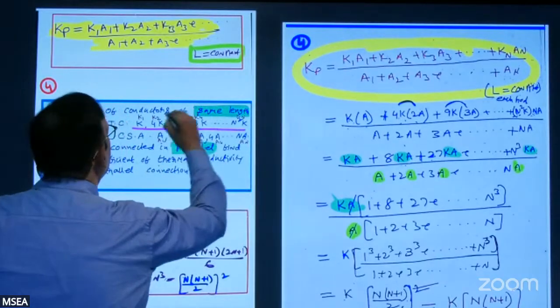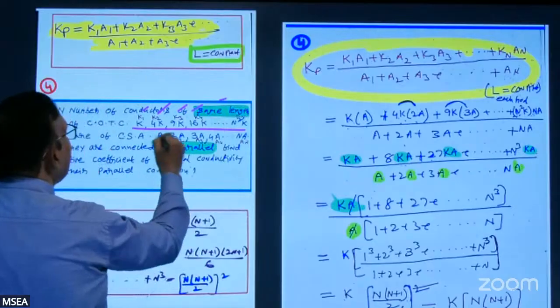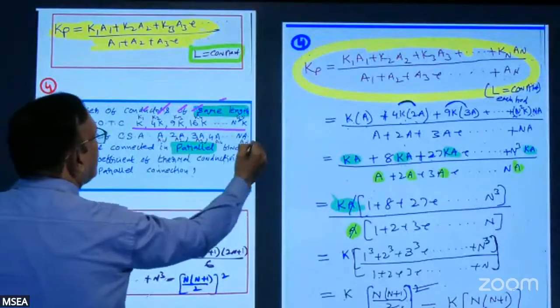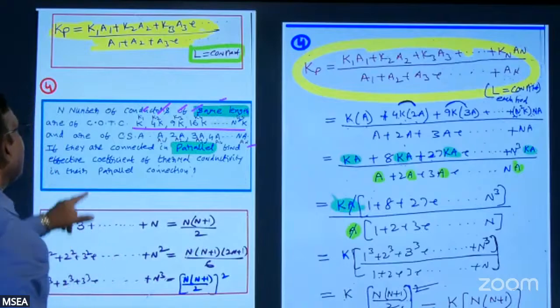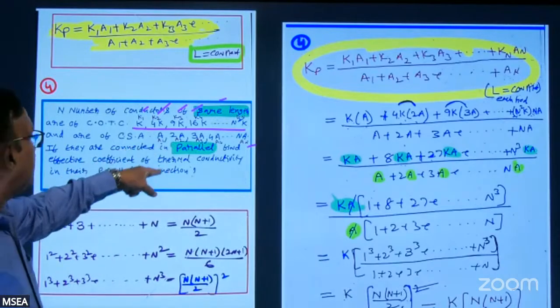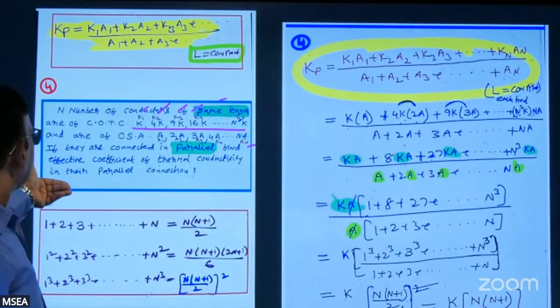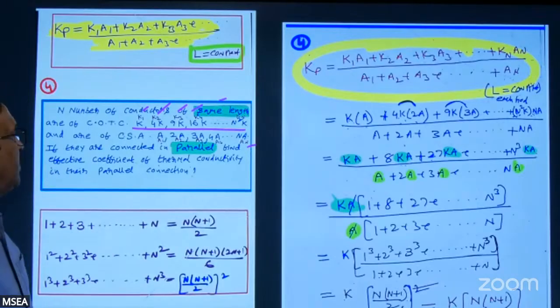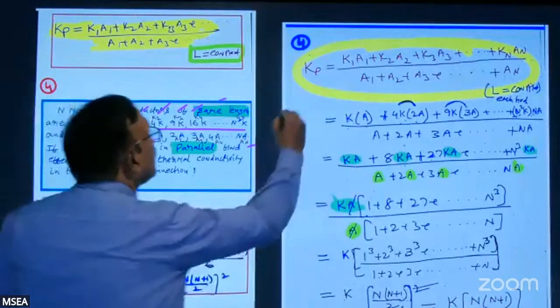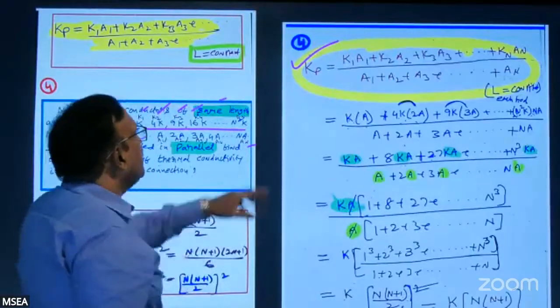So all those k1, k2, k3, k4, all these are given, and areas are given as A, 2A, 3A, 4A up to nA. They are connected in parallel. Make a note that they are in parallel. What is the effective coefficient of thermal conductivity in their parallel combination? So you know that Kp comes out to be this simple formula.